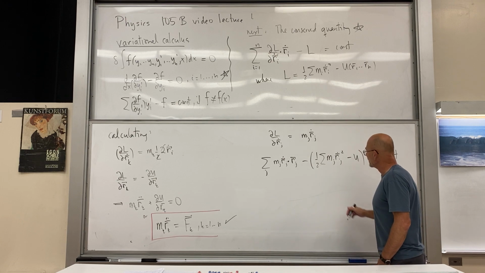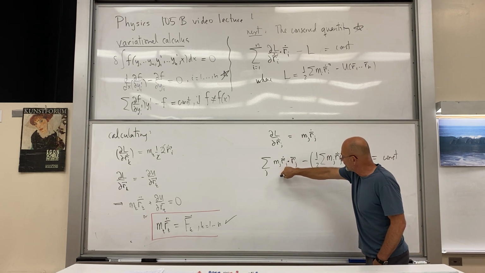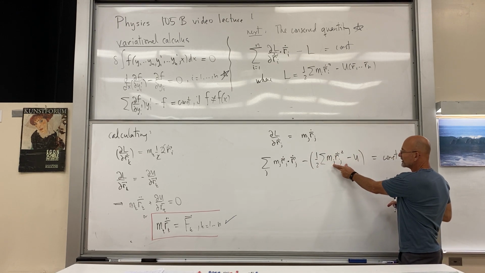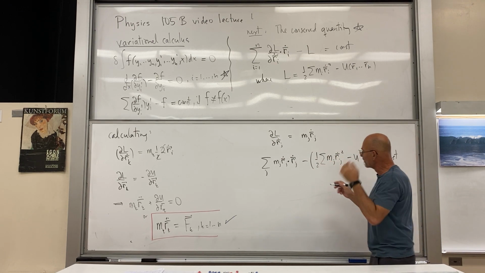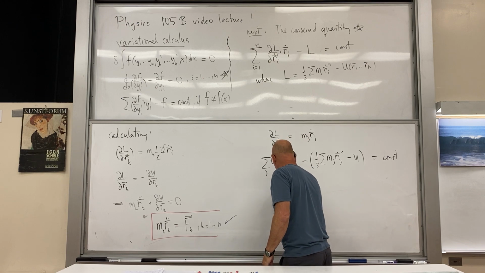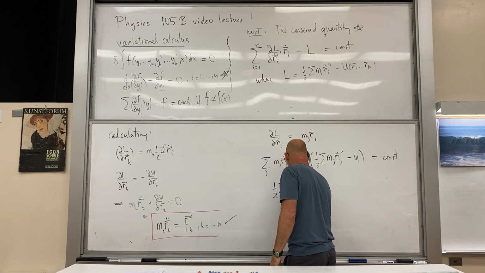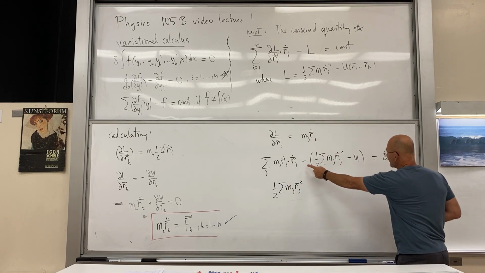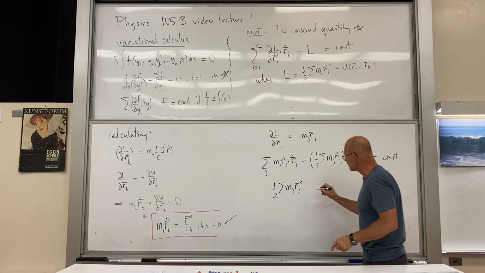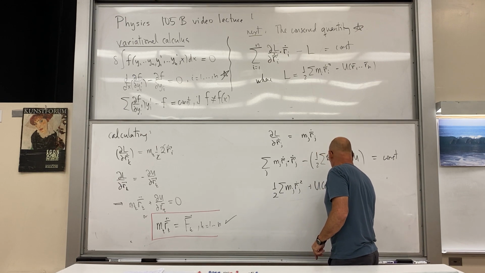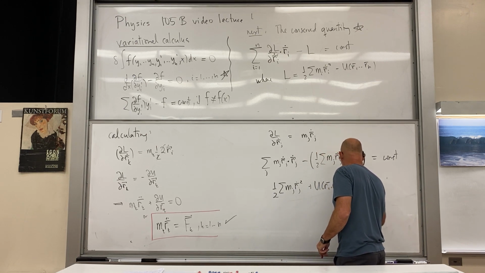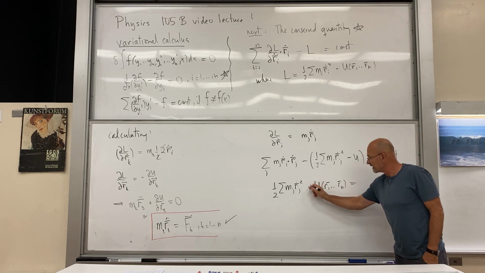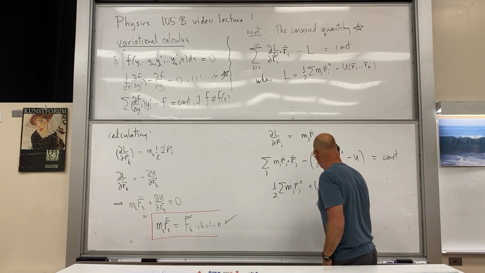Okay. But what you'll see is this is r_j dot squared, and this is the same thing with a 1/2 in front of it. So what we're ending up with is 1/2 sum over m_j r_j dot squared. That takes care of that, minus a negative u, so it's a plus u, of r_n. And what is that? That's T plus U.